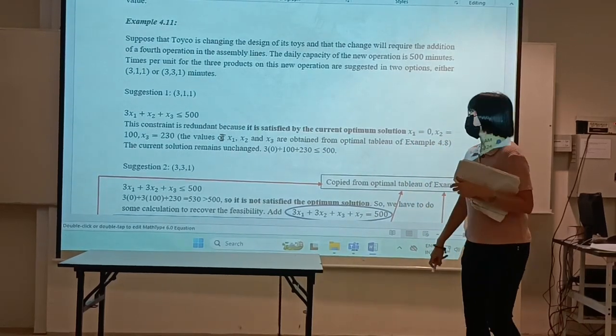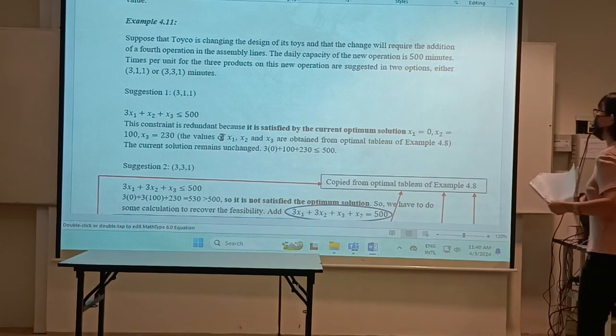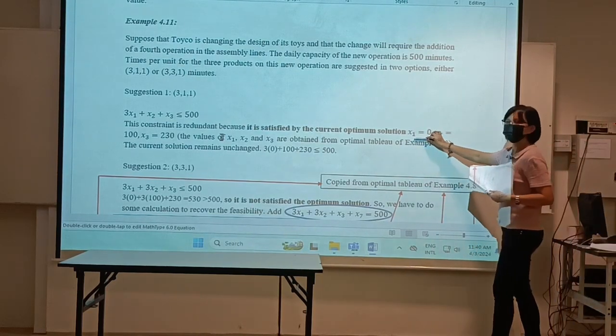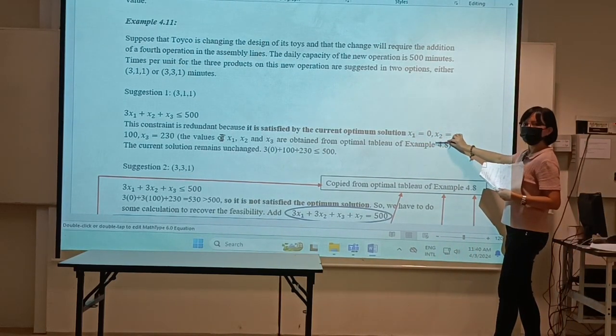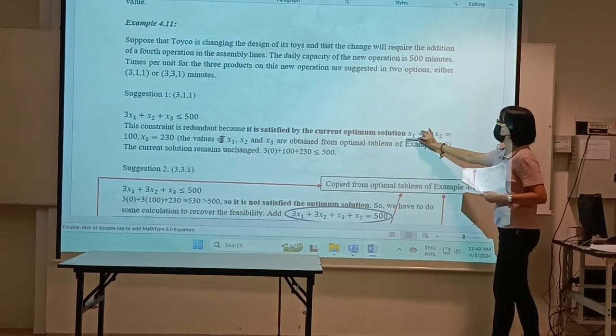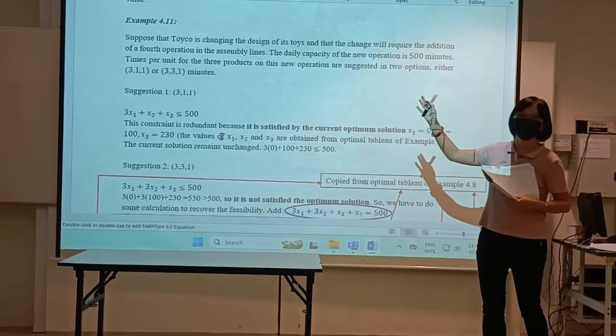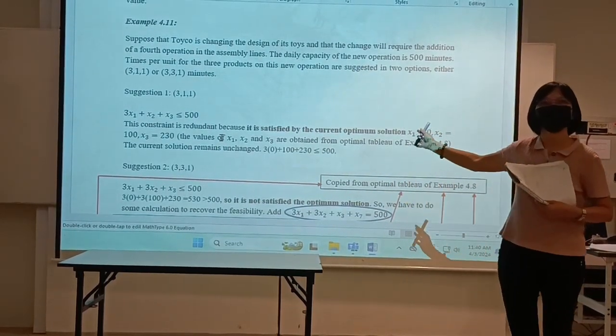So our current optimal solution is x1 equals 0, x2 equals 100, and x3 equals 230. How are we going to know about these values? Where can we get this information?